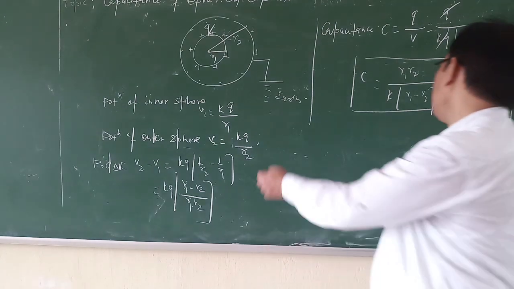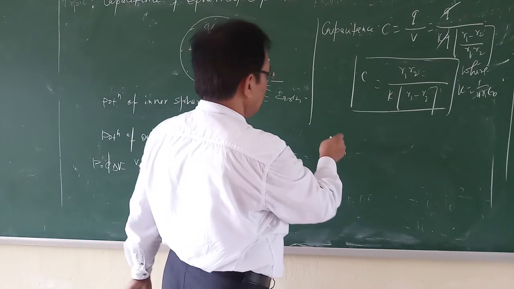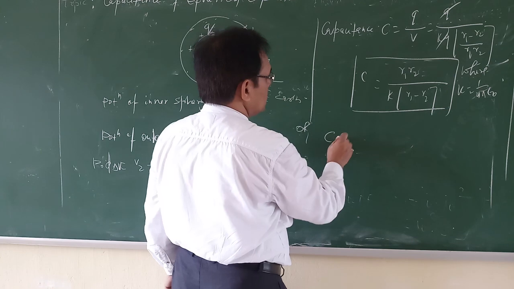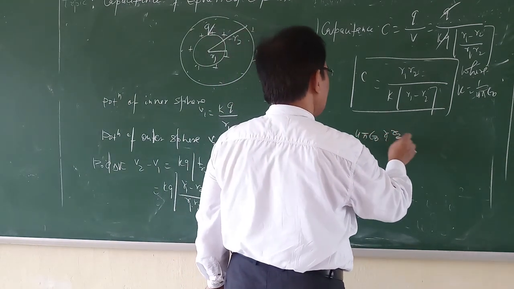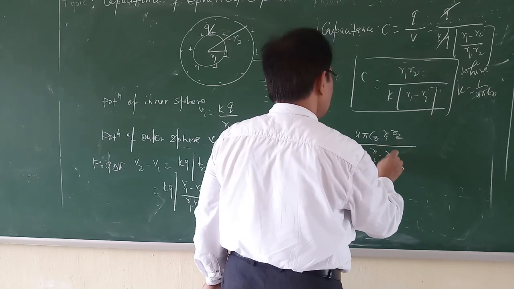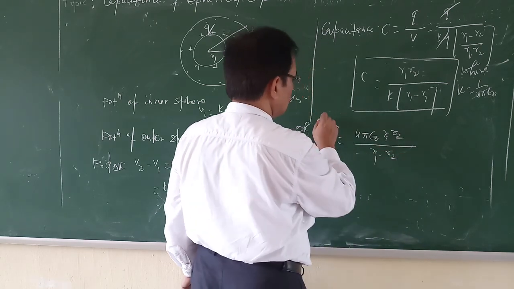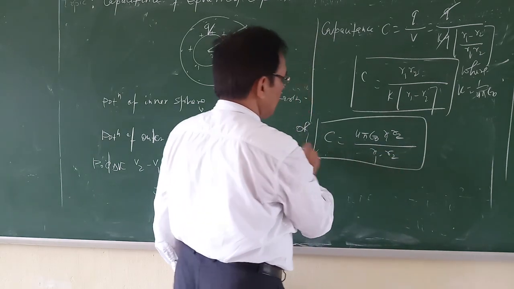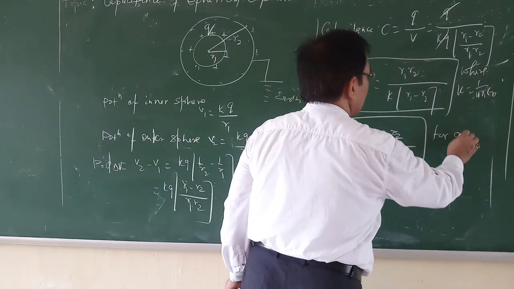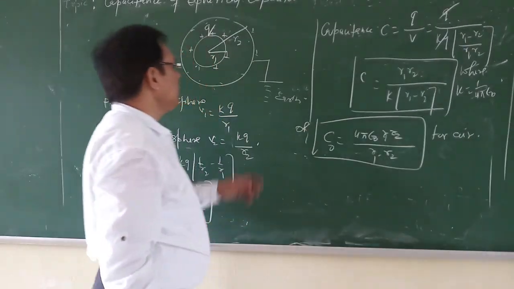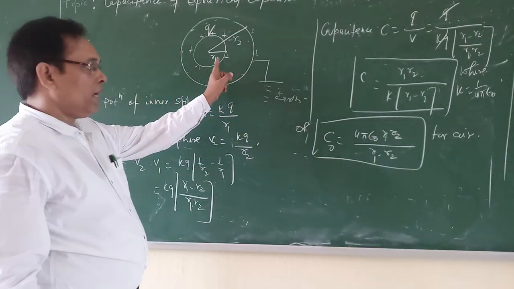Or if you put the value of K, then you will write C equal to 4 pi epsilon naught R1 R2 by R1 minus R2. So this is the capacitance for air, C naught. This is for air, if the space between the two spheres is air.